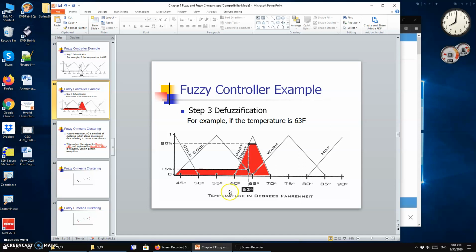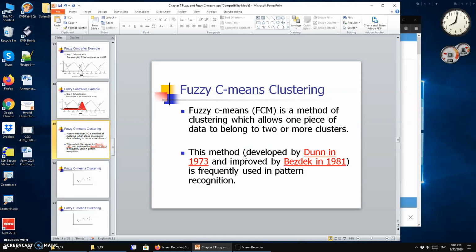More importantly, you want to see that for 1 temperature degree, it's not just right. It's 80% just right. At the same time, it belongs to another category. So one thing can belong to 2 or more categories. That is the idea that will lead into fuzzy C-means clustering. And therefore, in my next video, I want to discuss fuzzy C-means clustering with you guys in detail. So that would be the video for now.